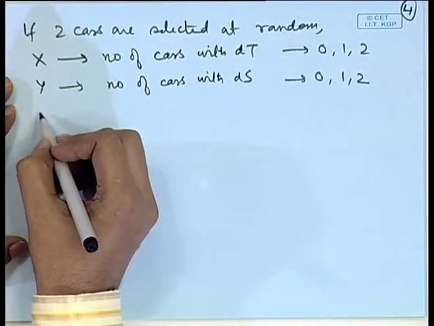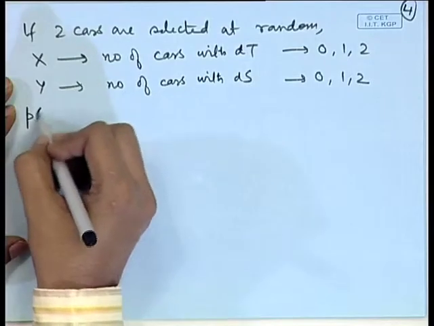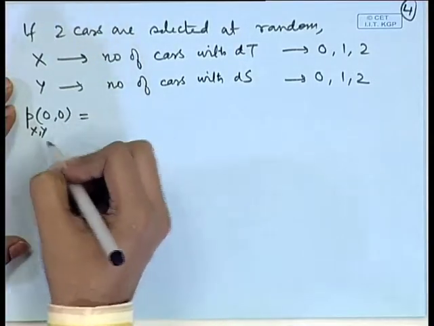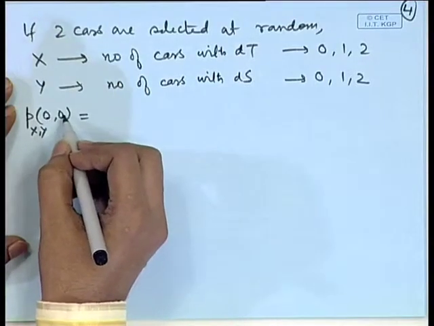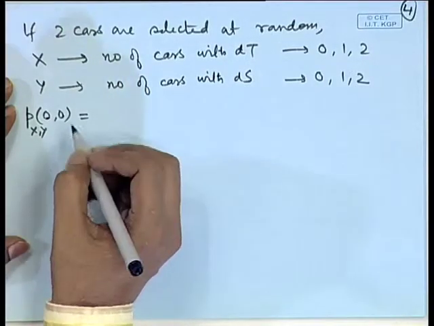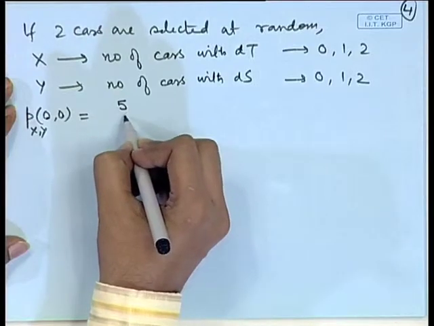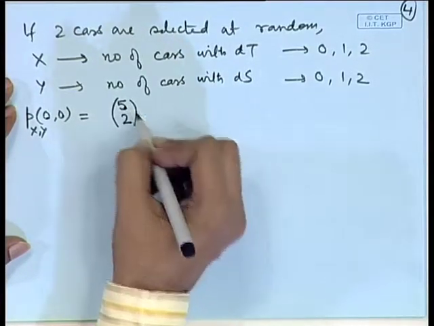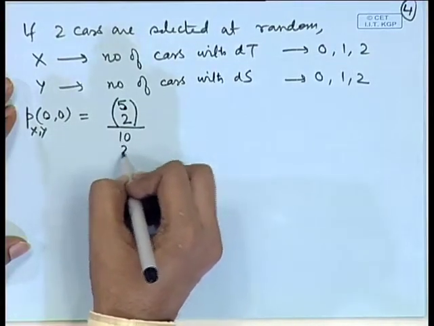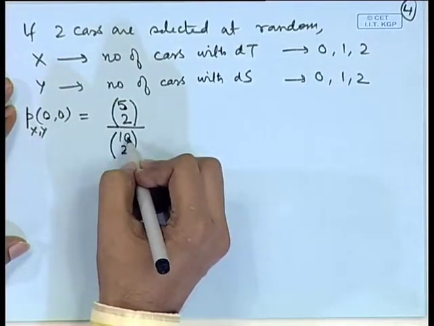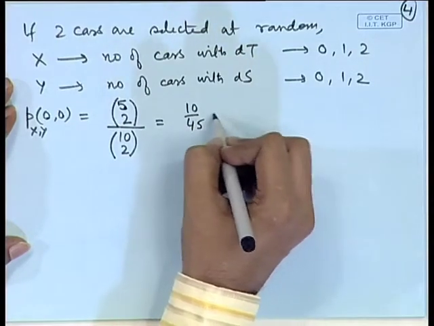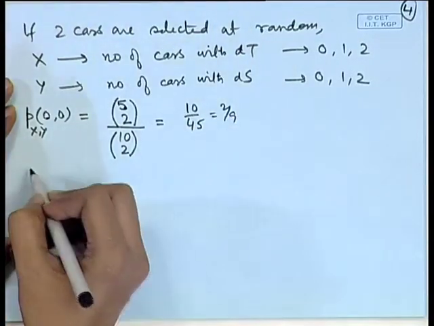So, the probability distribution of (X, Y) can be described. What is the probability that X is equal to 0, Y is equal to 0? Now, this is possible if both of the selections are made from the 5 good cars out of the total selections from 10. So, this is equal to 10 by 45 or 2 by 9.